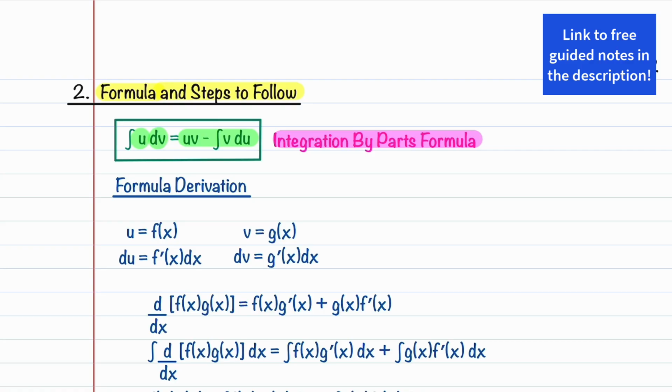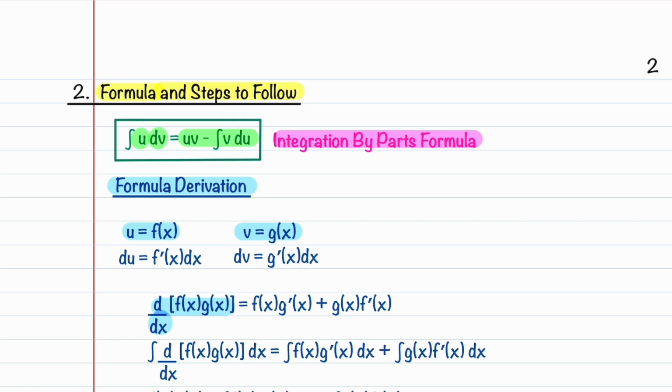I want to show you real quick where this formula comes from so it doesn't feel like I'm just pulling it out of a hat. It actually comes from the product rule. We let u be the function f of x, and we're going to let v be the function g of x. We then use the product rule, that's right here, the derivative with respect to x of f times g, and we get that expression on the right.